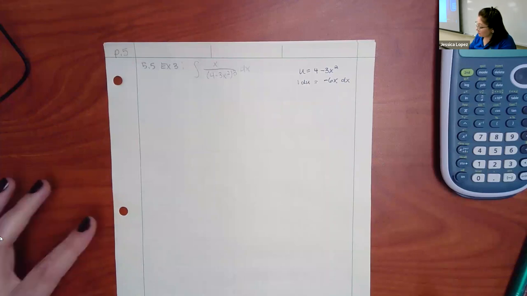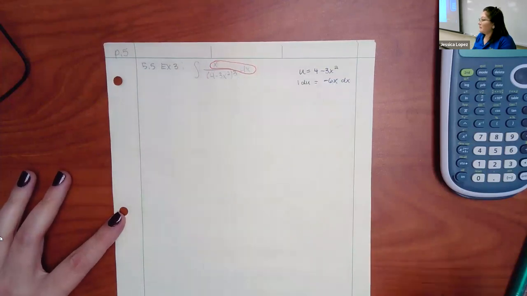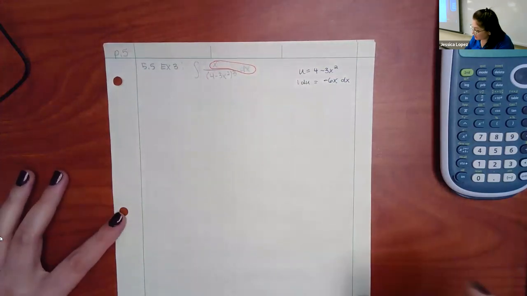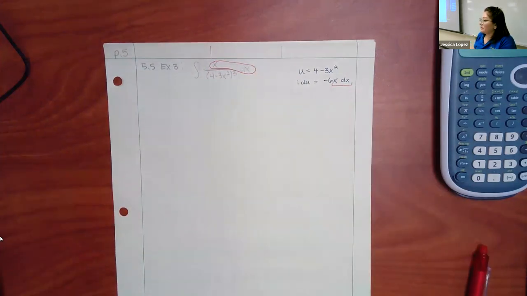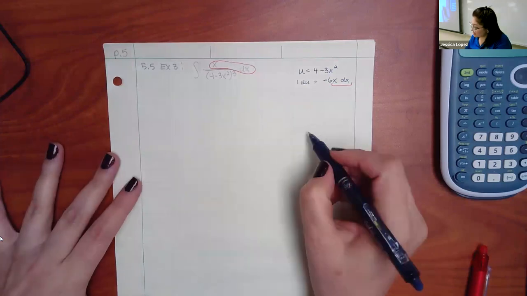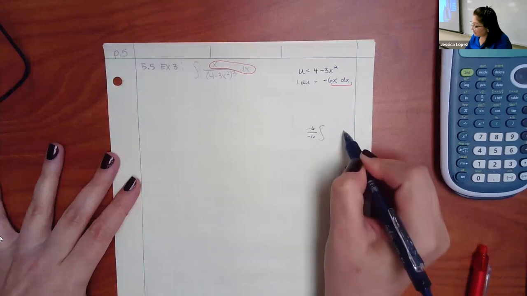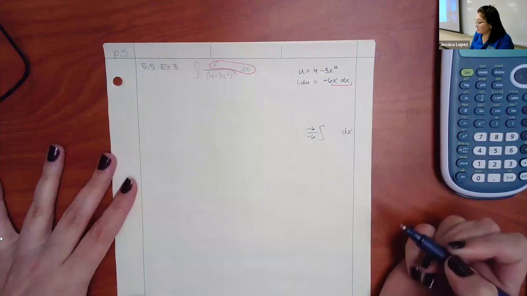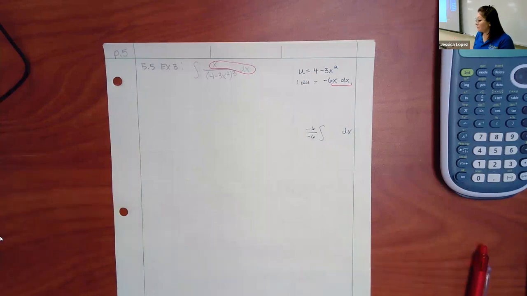Now here's the issue. I do have x and a dx, don't I? So I've got this part. But what I don't have is a negative 6 in there. Now, there are multiple ways that I have seen people deal with this issue, okay? One of the ways is to take a negative 6 over negative 6 and multiply it by the integral, because it's like you're multiplying by 1, not really changing the value of anything, okay?